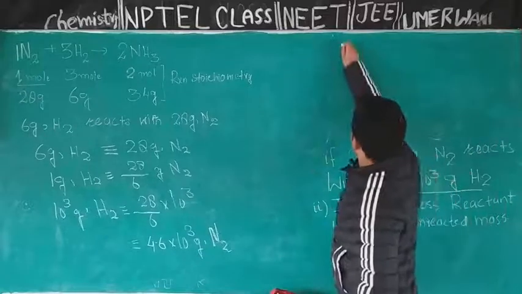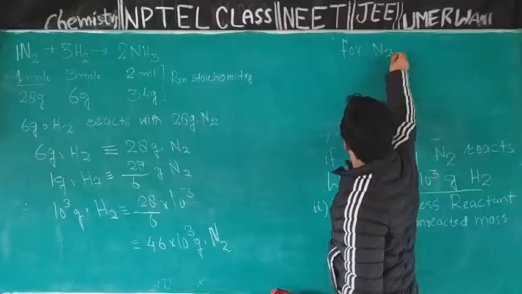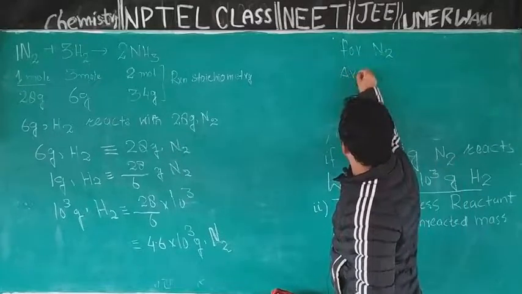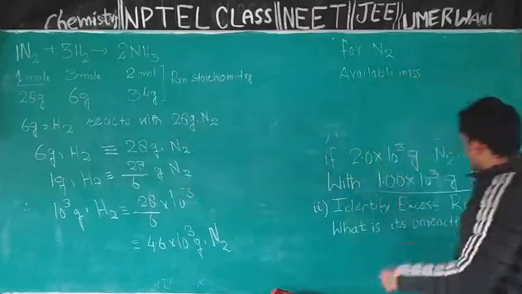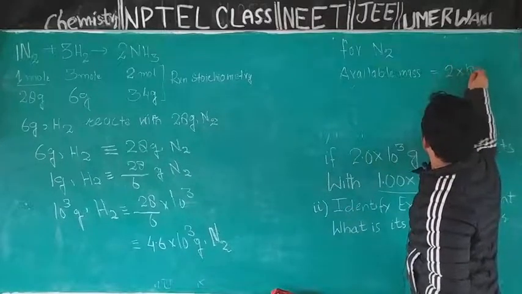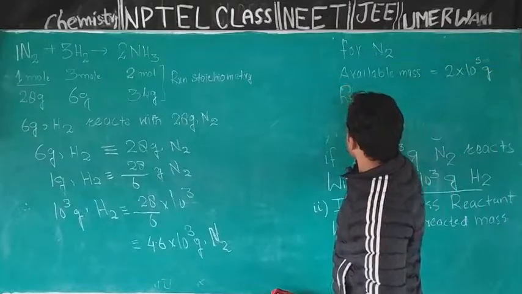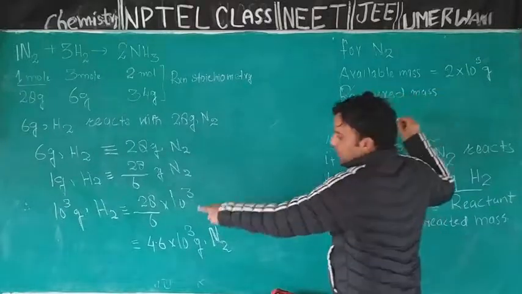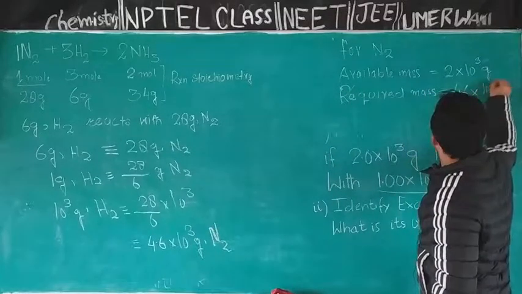For dinitrogen, the available mass with which we start this reaction is 2 into 10 raised to power 3 grams. But the required mass of dinitrogen, as demanded by reaction stoichiometry, is 4.6 into 10 raised to power 3 grams.